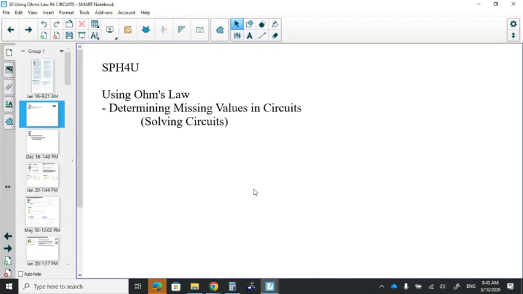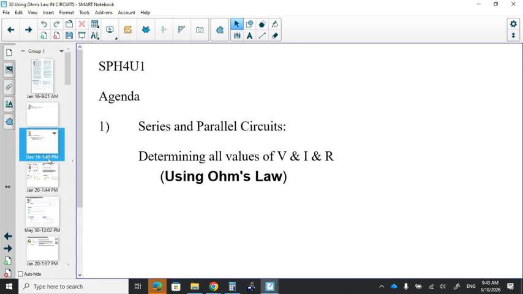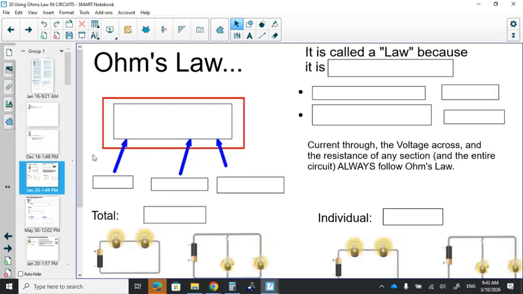All right, review lesson number 2 as we work our way into this electricity and magnetism unit. Ohm's law, using Ohm's law in circuits. So determining missing values in circuits, being able to predict how much current will be here and how much voltage will be there and all that stuff. That's the plan.